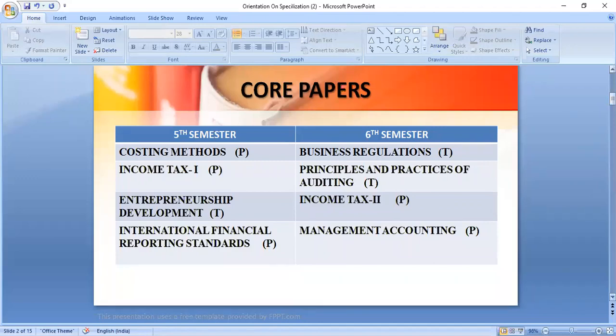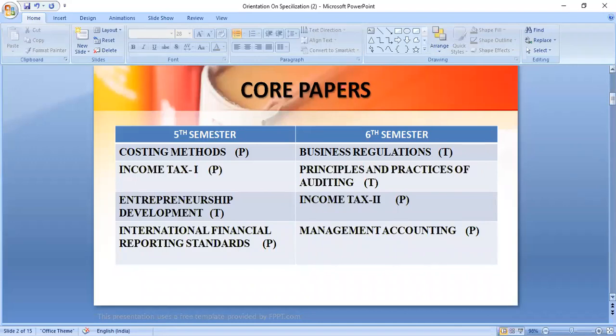IFRS was brought in because each country has its own different methods of accounting, right? So the accounting bodies, the governing authorities, felt that you should have a uniform method of preparing accounts, irrespective of which country or which continent you belong to. That is why IFRS was brought in.